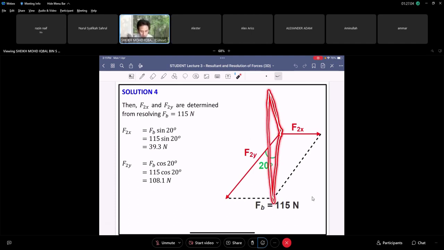So you resolve it, and then you try to find this force here, right? Once you find the force here, you can throw this one away. Okay, you have this force here, which is 115 Newton. So you resolve this force here. And once you resolve this force here, you know that the resolved forces will be on the X and Y plane, right? So once you resolve it, pretty straightforward. F2x is 115 sine 20 degree, 39.3 Newton. And F2y is FB cos 20 degree, which is 108.1 Newton, right?